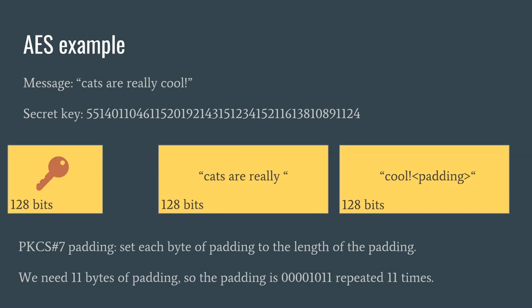A word on the padding. In previous TLS implementations, it was just random values, but newer versions use what's called PKCS7 padding, where each byte of the padding is set to the length of the padding. So to describe that again, let's say you needed 11 bytes of padding. You would encode the number 11 in binary, and you would repeat that binary string 11 times. So this gives the padding a nice deterministic structure that can be verified by the client or the server.